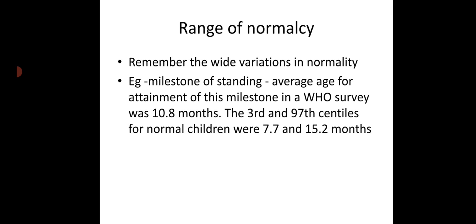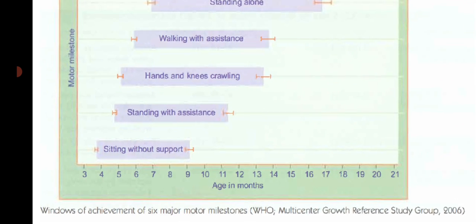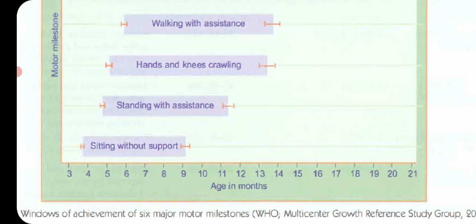Range of normalcy. We should remember the wide variations in normalcy of milestones. For example, considering the milestone of standing, the average age for attainment of this milestone in a WHO survey was 10.8 months, but the 3rd and 97th centile for normal children were 7.7 and 15.2 months. So here we can see the range of normalcy.